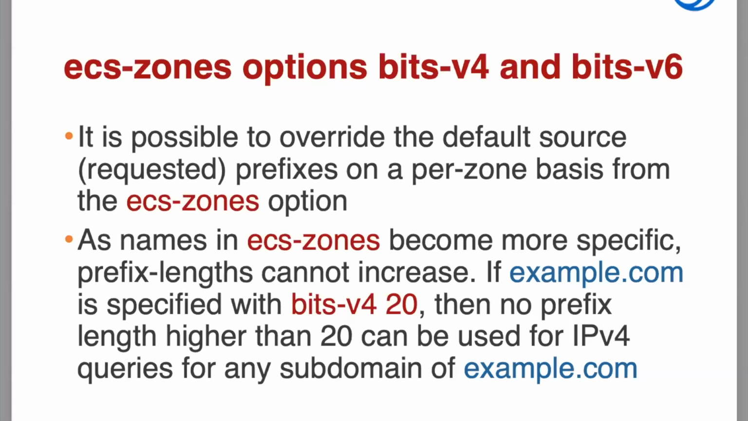There are some catches. Imagine your DNS hierarchy getting more and more specific. If you started off and said, okay, the defaults are 24 and 56, but I don't want example.com to have ECS options with a bigger scope than 20, that's fine. But then you can't then put my.example.com back at 24. That's not allowed because you've already limited example.com to 20, and you can only go less specific, not more specific.